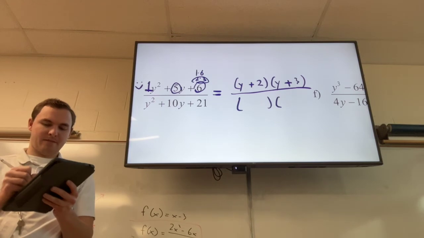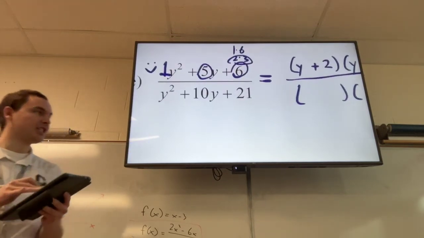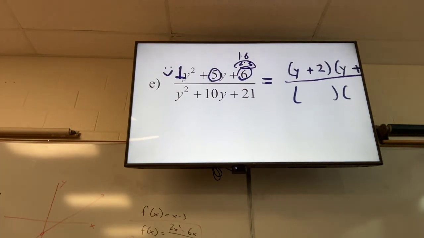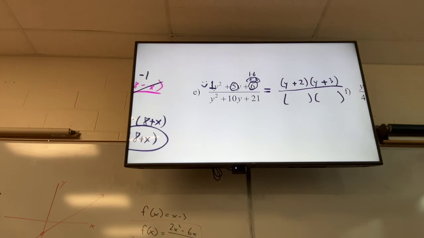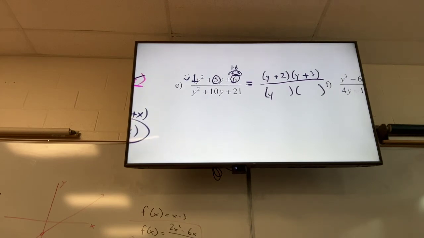Let's factor the bottom. Any GCFs in the bottom? I do not see any GCFs. So let's set up that shell. What are the signs going to be here? Both plus. Okay. Same sum. So we want two factors of 21 whose sum is 10. That's 7 and 3.